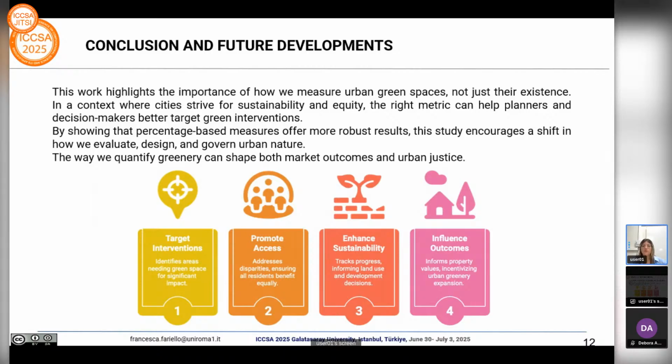For the future, we are considering a number of directions for further development. Include qualitative indicators such as maintenance, accessibility, and perceived safety. Testing the model on other cities with different morphologies and cultures, and introducing machine learning tools or spatial models for more dynamic and predictive analysis.